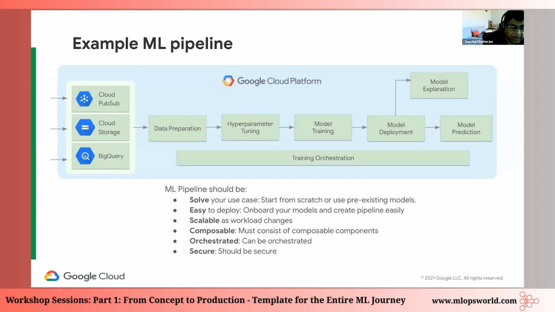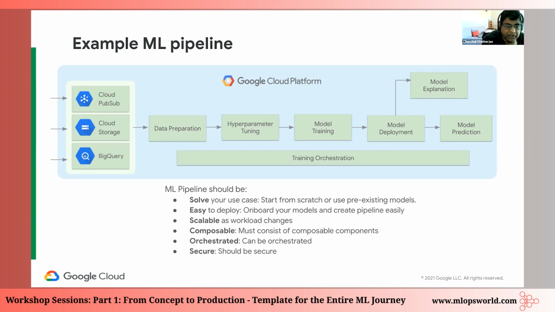And then the data preparation is the first block. That is what we'll be doing next. And then hyperparameter tuning, model training. Then we can do model deployment. Model deployment creates an endpoint for the model. It makes the model into an API. It stores the model into a model repository. You can version the model. You can label the model. You can also do model explanation. We won't cover much of that. And then you can do model prediction. And there are two types of predictions. One is batch prediction. The other is online prediction.